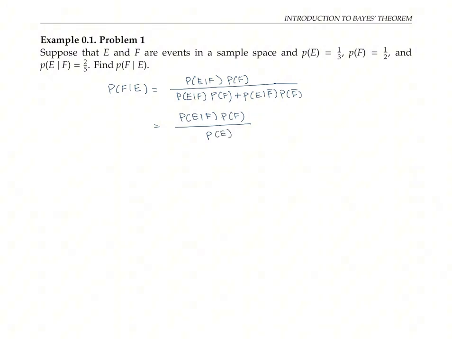Now we can plug in the numbers given to us in the question. So P of E given F is 2/5 times P of F, which is a half, over P of E, which is a third. That gives us 3/5. So we have found P of F given E, which is 3/5.